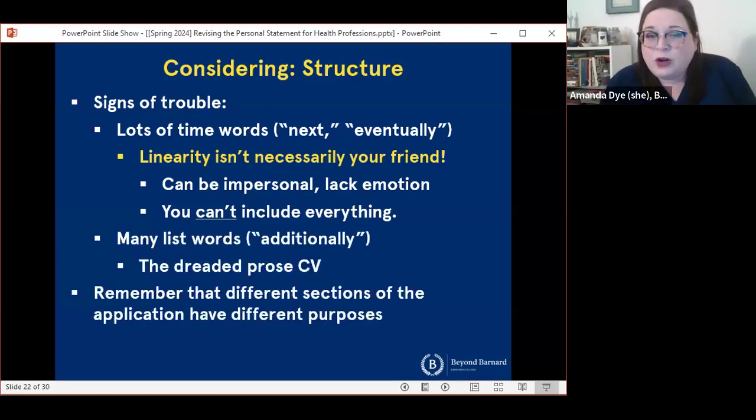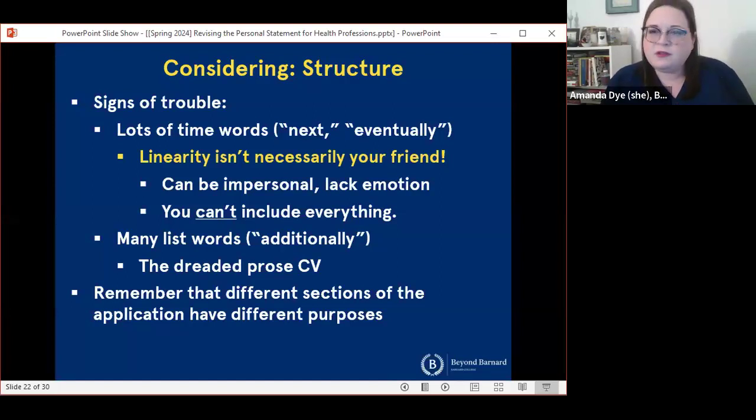Same thing with list words, additionally, etc. For those kinds of things, I start to wonder if maybe you're trying to put too many things in. And as I talked about at length in the first presentation on drafting, you definitely don't want your personal statement to just come across as a list of your experiences. You don't want it to be a prose CV.